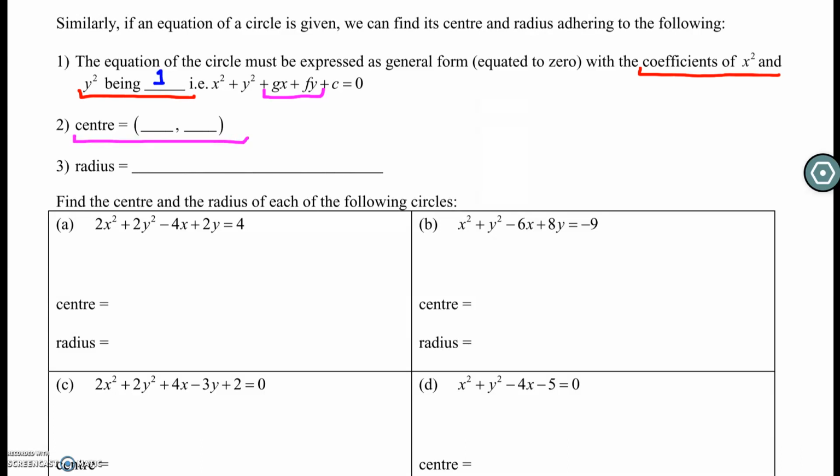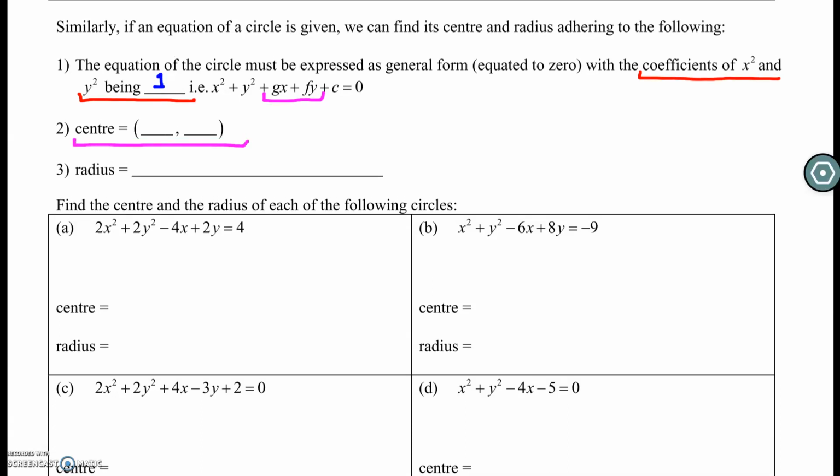So looking at the coefficient of x and y, in this case, the coefficient of x is g. We can determine the center of the circle by g over -2. Coefficient of y is f, so center will be f over -2.